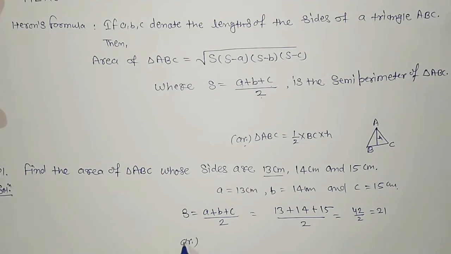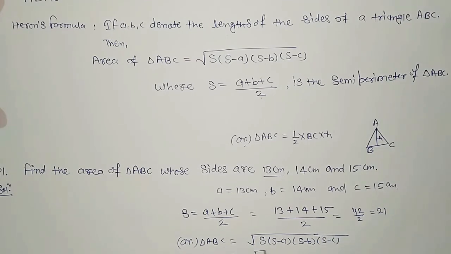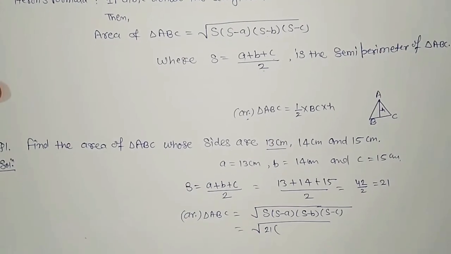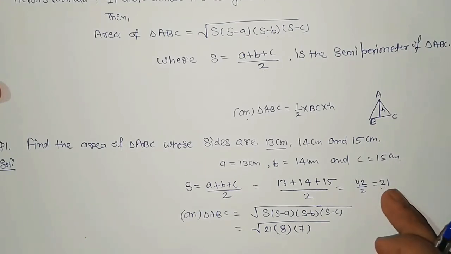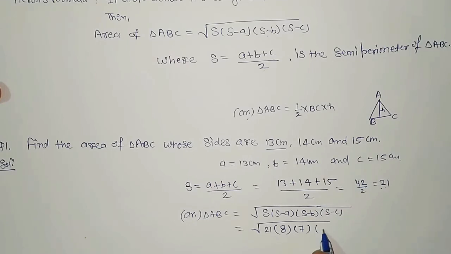Then area of triangle ABC equals under the root S into S minus A, S minus B and S minus C. We put the values of A, B, C. S equals 21, and S minus A equals 21 minus 13 equals 8, and S minus B, with S equal to 21 and B equal to 14, gives 7, and S minus C is 21 minus 15, which is 6.